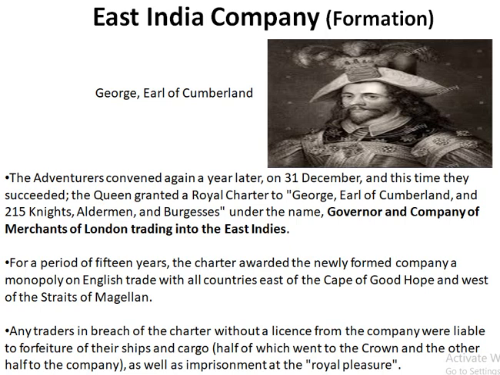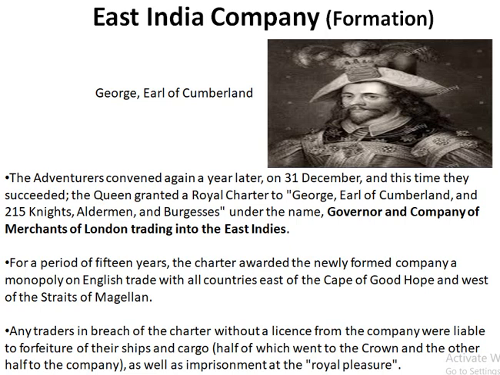East Indies was actually not at that time only India, but the places far from India towards the east, including Malaysia and other countries. For a period of 15 years, the charter awarded the newly formed company a monopoly on English trade with all countries east of the Cape of Good Hope and west of the Straits of Magellan. So the company traded in vast areas, from Africa to the extreme east.